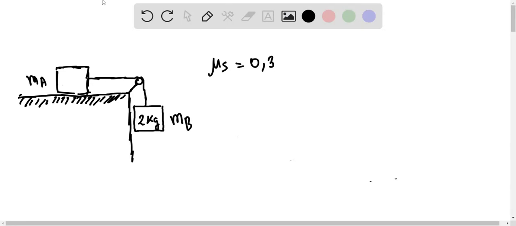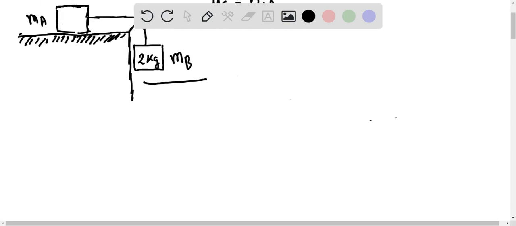Hi there. So for this problem, we need to determine how large the mass of the block A has to be to prevent any motion from occurring. So we assume first that the static coefficient is 0.3 and we know the value of the mass MB, which is attached through a string with the mass MA.